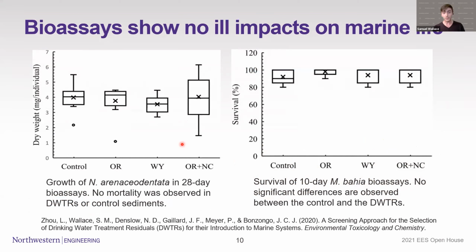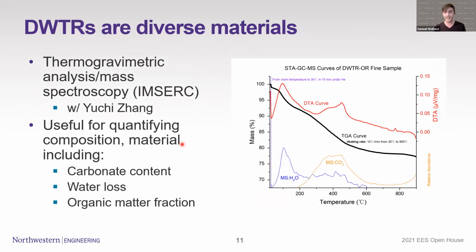But if we want to know more, we should really characterize these samples to find their composition. So I'm going to go into these shared facilities again because they're just so great. We've used a pretty wide range of methods to characterize these DWTR, so I'm just going to show a couple of them here. This one is thermogravimetric analysis paired with mass spectroscopy. It's a good way to get a broad composition of the material. You essentially just heat it up and see what off gases. This instrument is just down the hall from our department at IMCIRC.